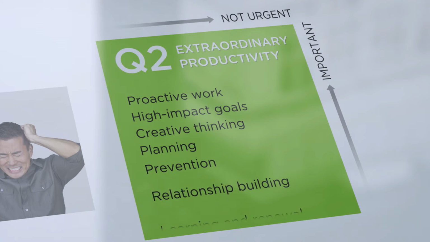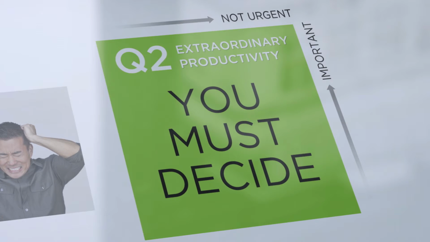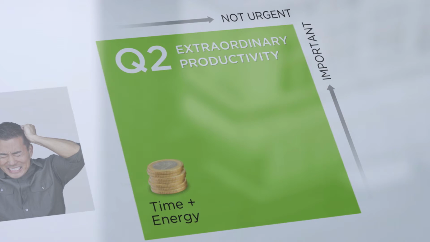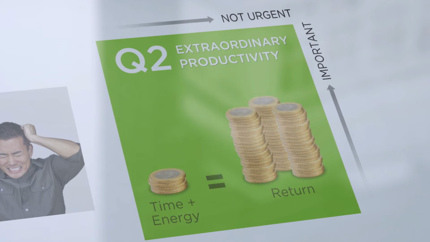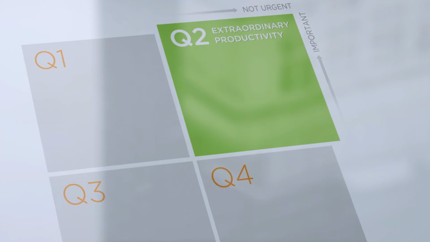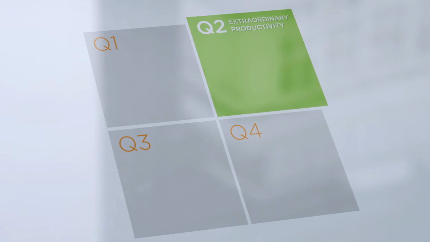These things don't come at you. You have to decide to invest your time in quadrant 2. Time spent here always generates a return far greater, often exponentially greater, than the time and energy you put into it.